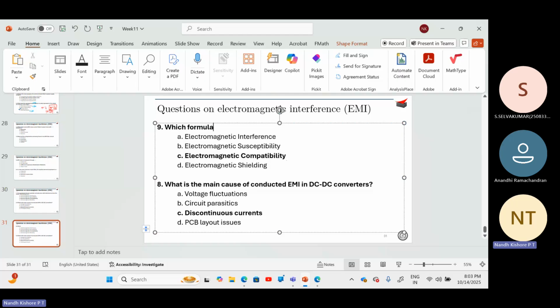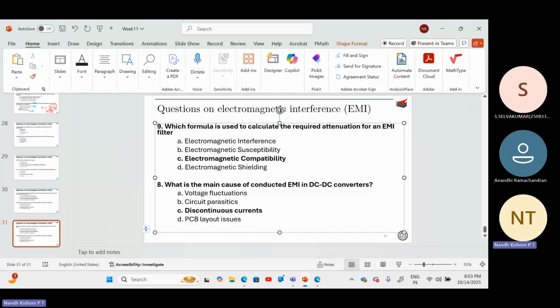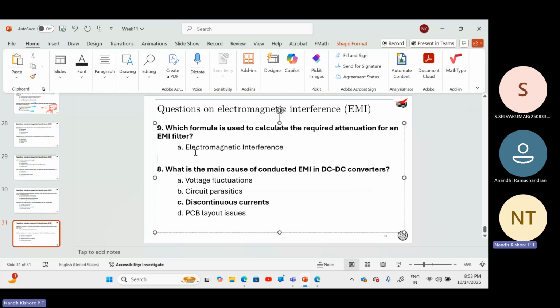Which formula is used to calculate the required attenuation for an EMI filter? So I cannot write down all the formulae, but can you tell me what is the formula for attenuation?